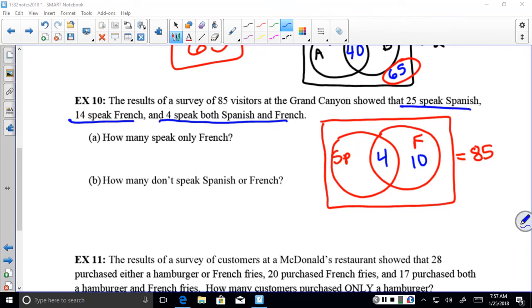25 people speak Spanish. So I already have 4 in the Spanish circle. That means 21 speak only Spanish, not French. And then, who are the people outside the circles? People surveyed at the Grand Canyon, I don't know why they're doing this survey at the Grand Canyon, but people surveyed at the Grand Canyon that don't speak Spanish or French.